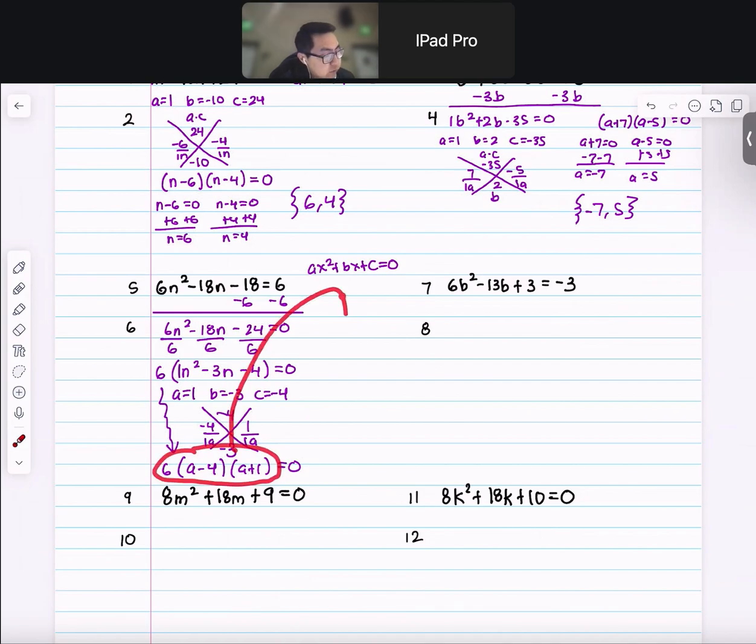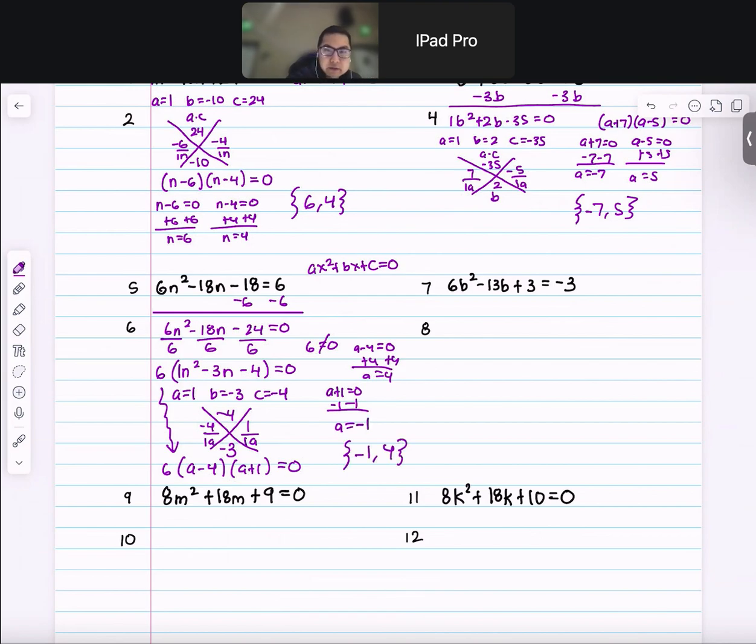Now, when you guys solve for this, right, you set all your factors equal to 0, right? Now, 6 can't be 0, so that's out of the question. Now, add 4 to both sides, a equals 4. Subtract 1 from both sides, a equals -1. -1 and 4, right?